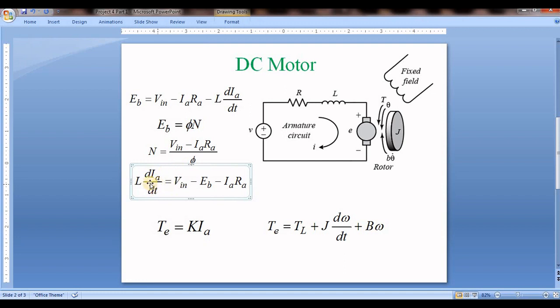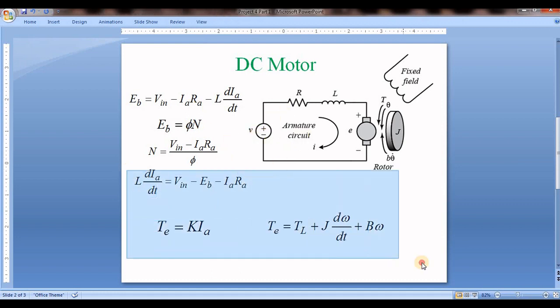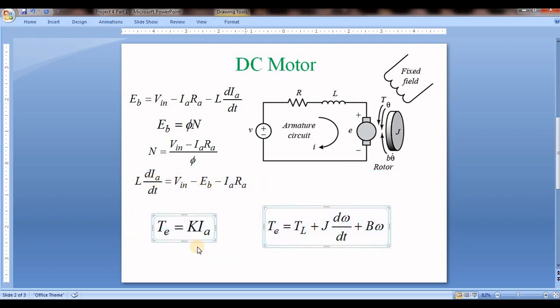IA I can get from this equation. Integration is required because the derivative of current is there. So I want current, so the integration of 1 by L times V input minus EB minus IA RA. Keep it in mind, this equation is important, and this one and this one are also important to get the speed in RPS. In my next video I will show you only these three equations, because from only these three equations I can get the modeling of DC motor.